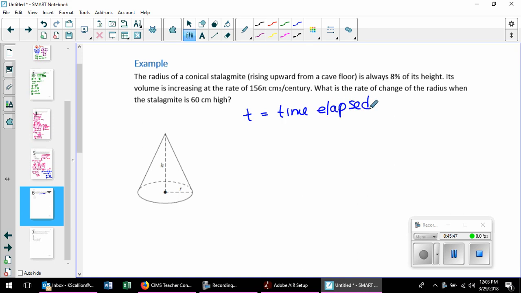Time elapsed. What are the other things? That's not the thing. What's the information I'm looking for? I'm looking for rate of change of what? The radius. So radius is going to be 1. I'm going to need the height to calculate the radius, but that's something else. And what's the other rate of change that we were given?